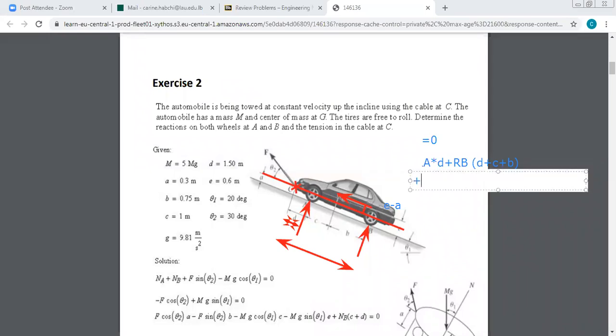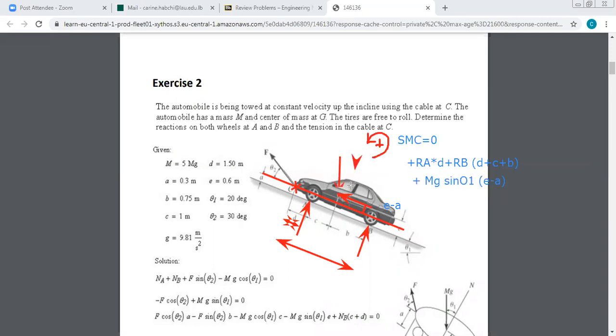what is the x component we said of the weight? It's plus mg times sine theta 1 times the distance, which is e minus a. So we still only have the moment of the component of weight in y. This is the y component of the weight. The only component doing a clockwise moment is the component of w along y, so it's a negative moment.